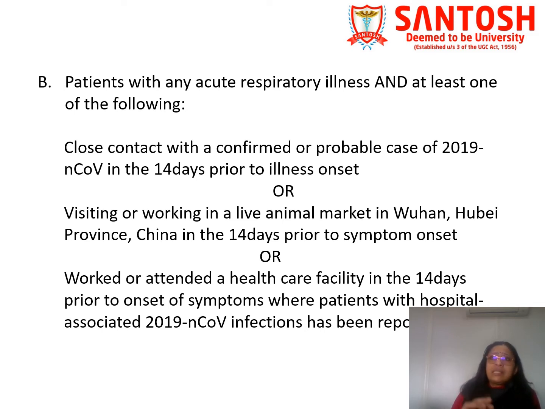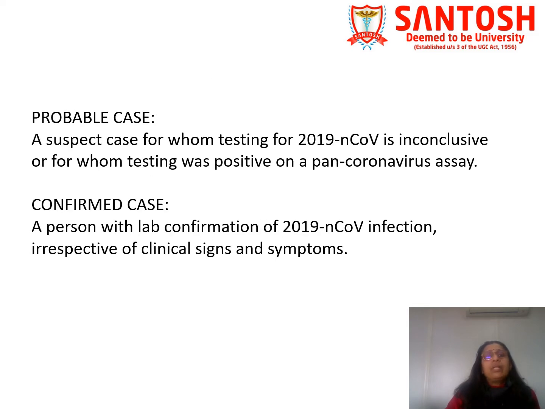So all these cases fulfill the definition of a suspect case. Now coming to two other definitions, that is the probable case and the confirmed case. Now whom to treat as a probable case? A probable case is a suspect case for whom testing for 2019 novel coronavirus is inconclusive, or for whom the testing was positive on a pan-coronavirus assay. So that is a probable case.